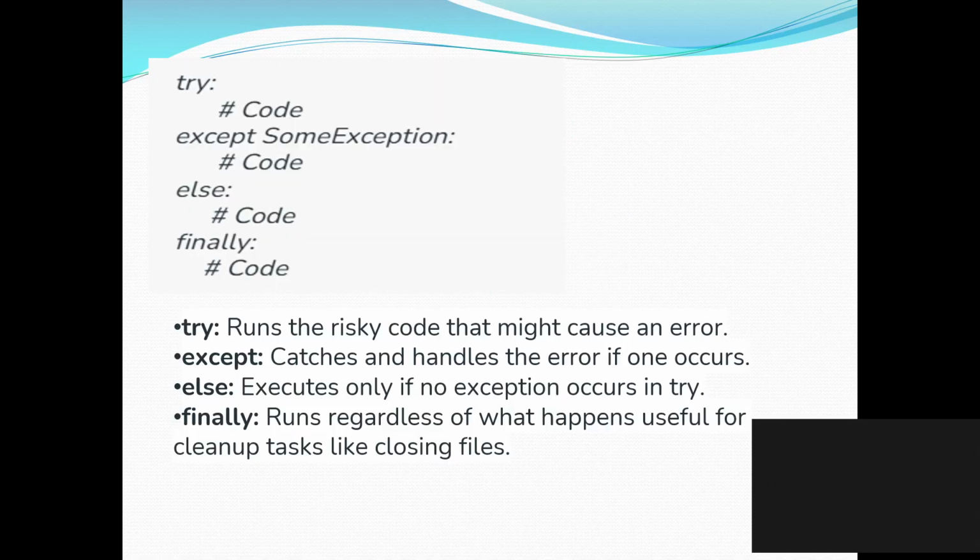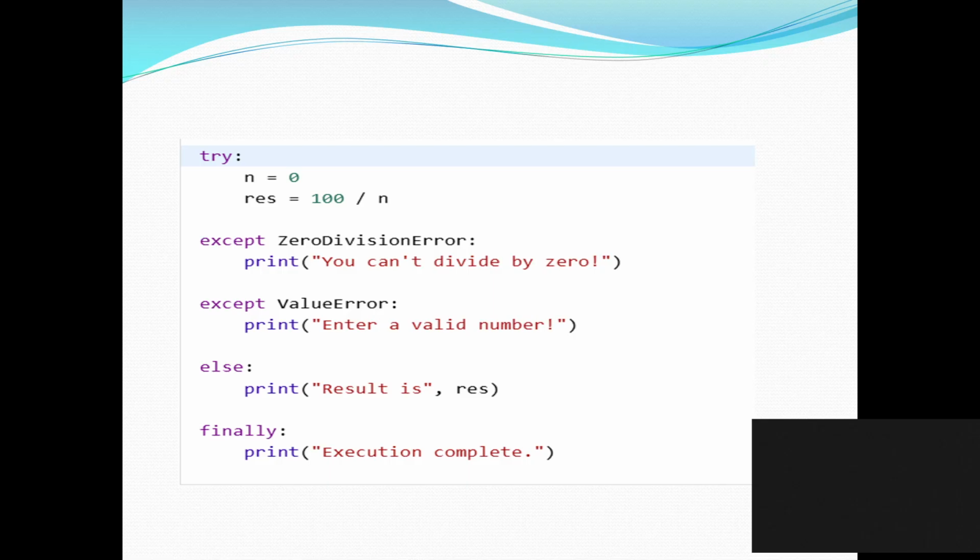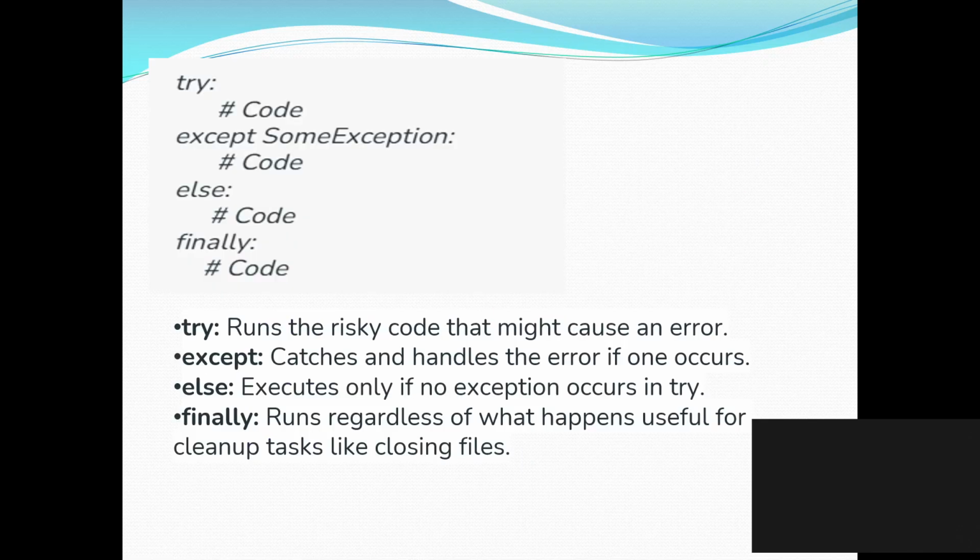Okay. So here is the syntax for try and else block, I mean try except else. I will be seeing what the things are in each block. So the try block runs riskier code, I mean like division by 0. These kinds of things may happen. If you feel so, you can use a try block. The except block catches those kinds of errors and handles the error if one occurs. Then the else block executes only if no exception occurs in try. Finally runs regardless of what happens, useful for cleanup tasks like closing files.